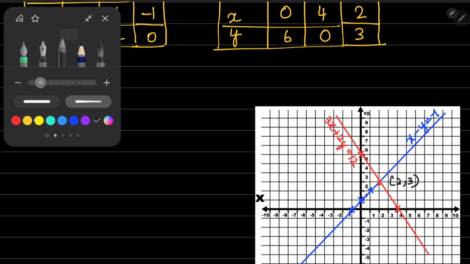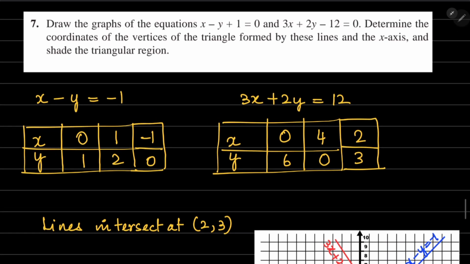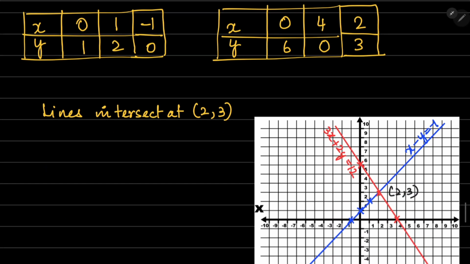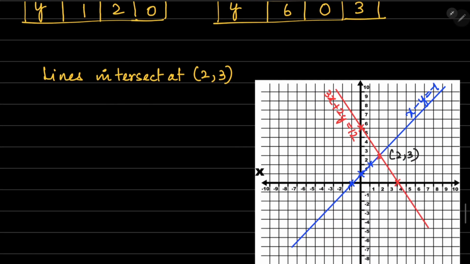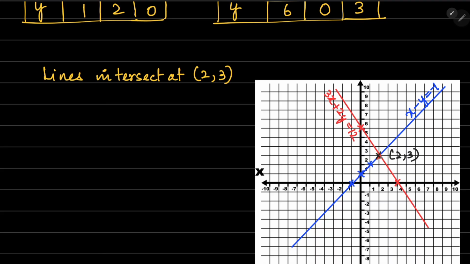Okay, so we can write down that the lines intersect at 2 comma 3. That's the first thing. And what is the question asked? Determine the coordinates of the vertices of the triangle formed by these lines. So what are the vertices? See, this is one of the vertices, this is the other one. There are 3 vertices. So this is one vertex, the second vertex is minus 1 comma 0, and the third one is 4 comma 0.